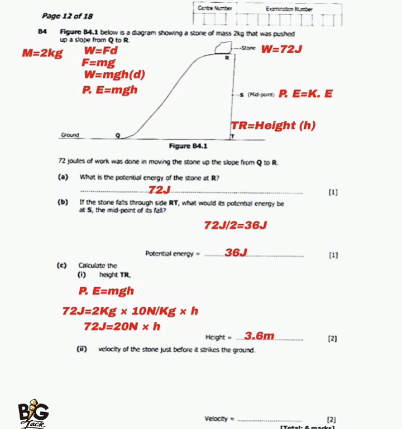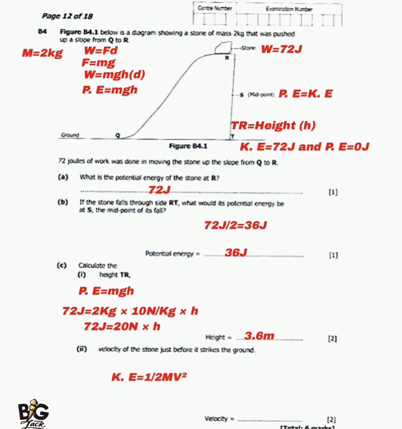Then the last one, which is Roman numeral number 2, is saying the velocity of the stone just before it strikes the ground. When the stone is falling from R, once it reaches the ground, it will have only kinetic energy. So our kinetic energy is going to be 72 joules, and the potential energy is going to be 0 joules. Now, since we know that kinetic energy is equal to half multiplied by mass multiplied by v squared.